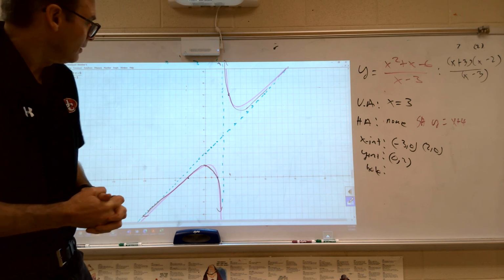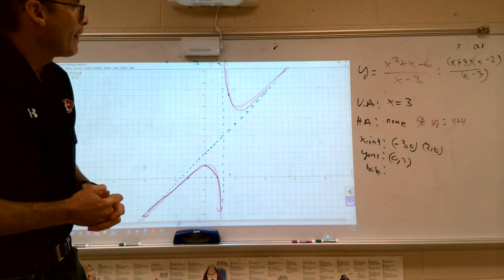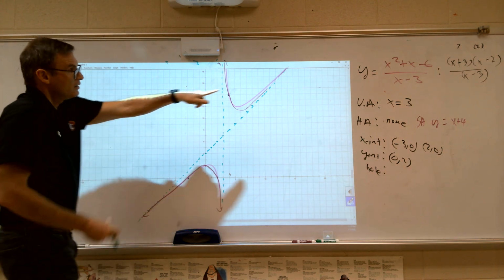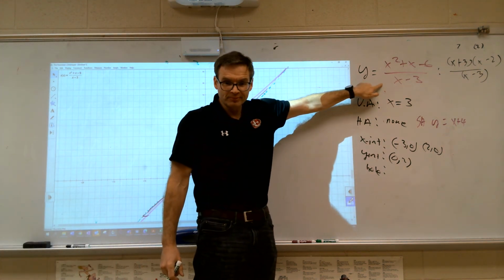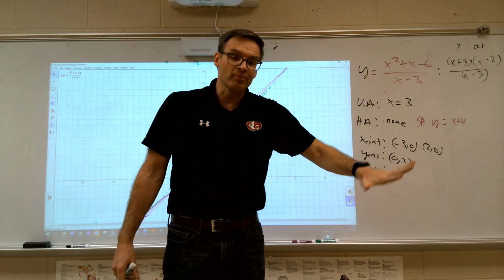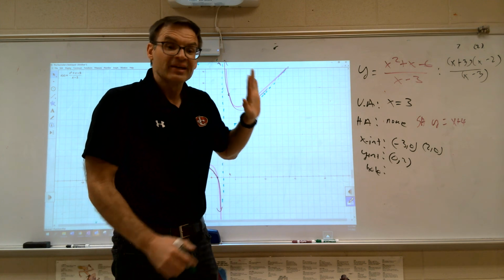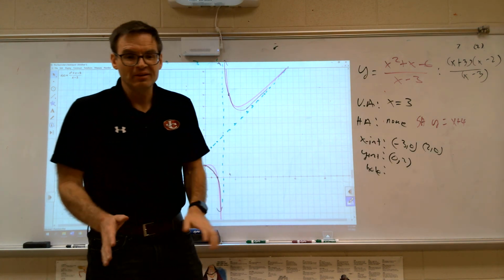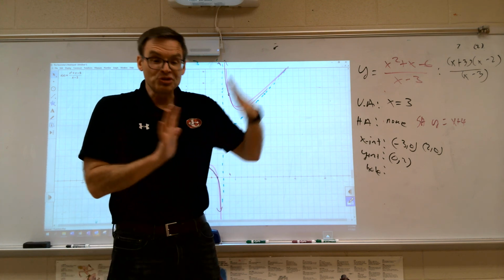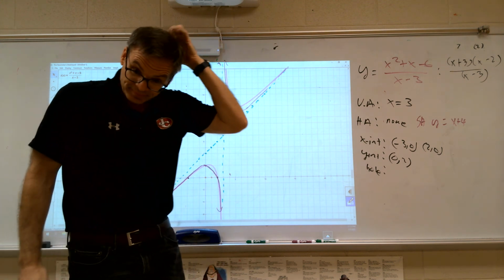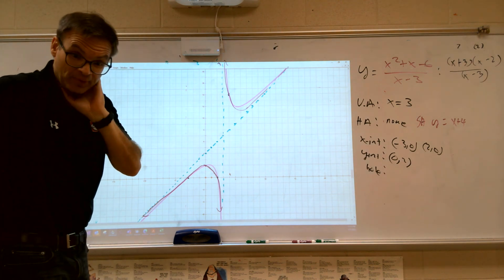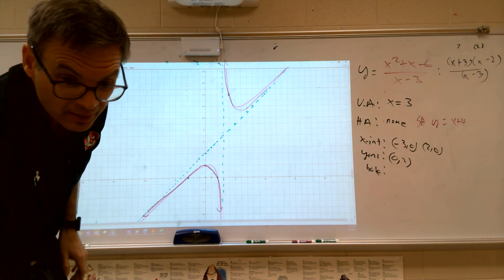How did you get x plus 4 for the slant asymptote? You had to do the synthetic division. So if you do this division problem, and then when you do the division problem, ignore the remainder. Right? So anytime something's top heavy, you do the division and ignore the remainder, and that gives you your slant asymptote. So, all right.